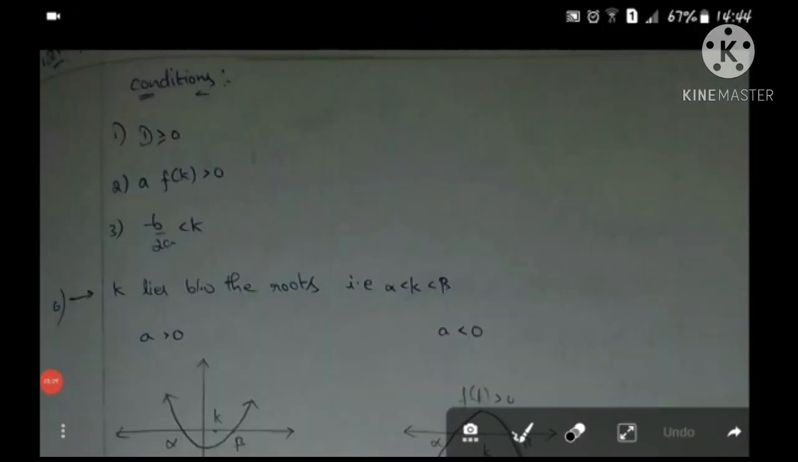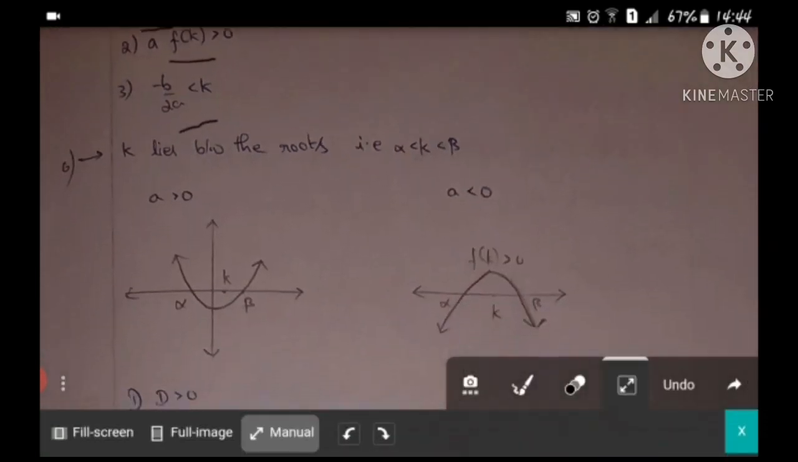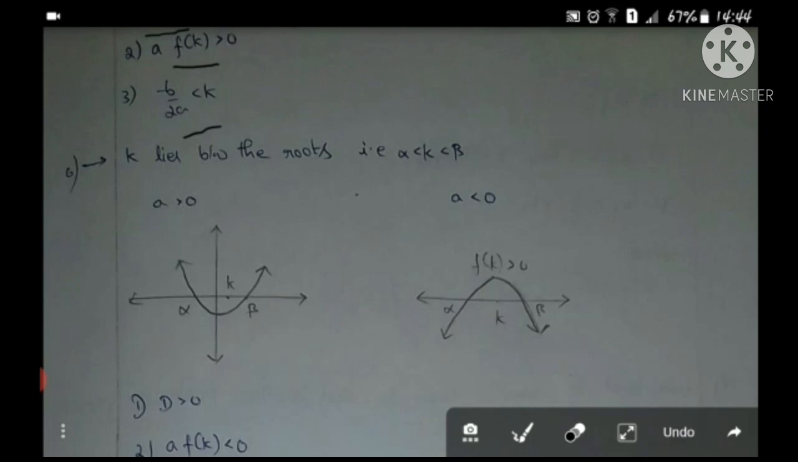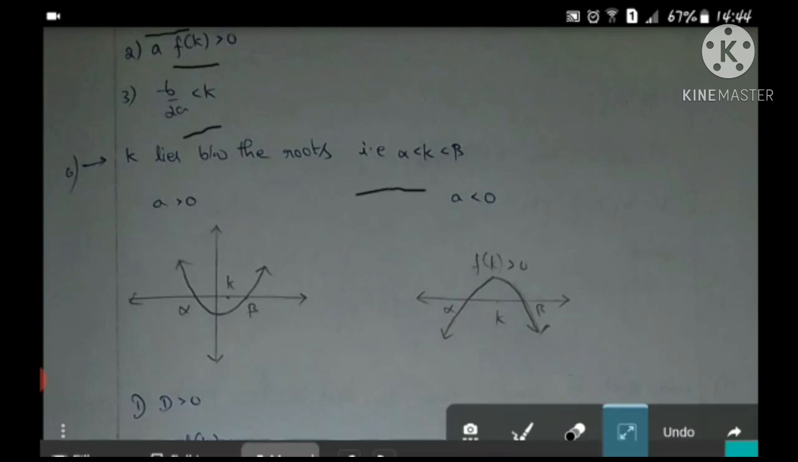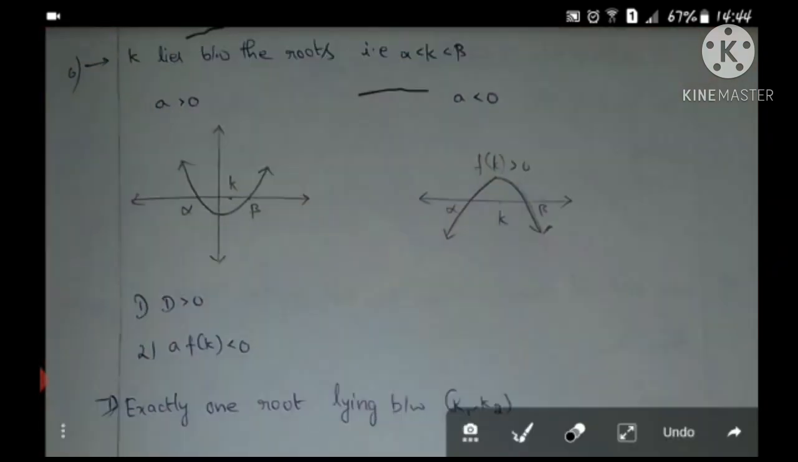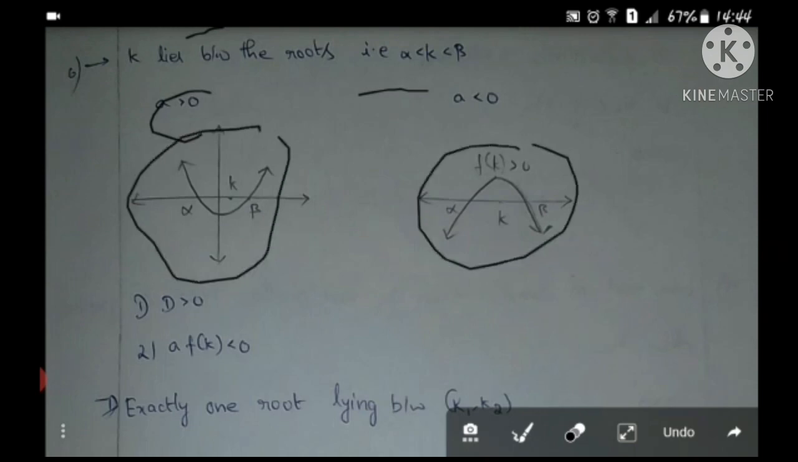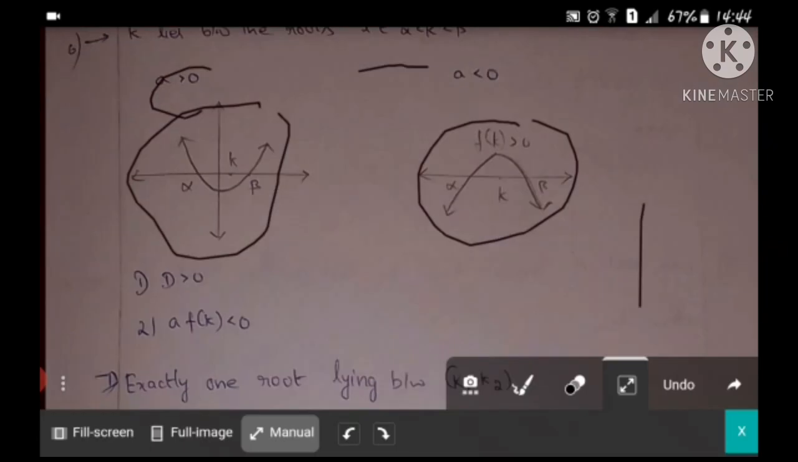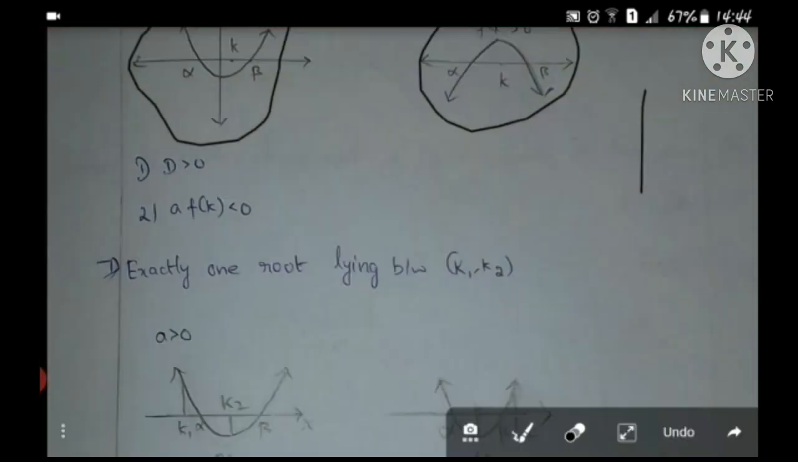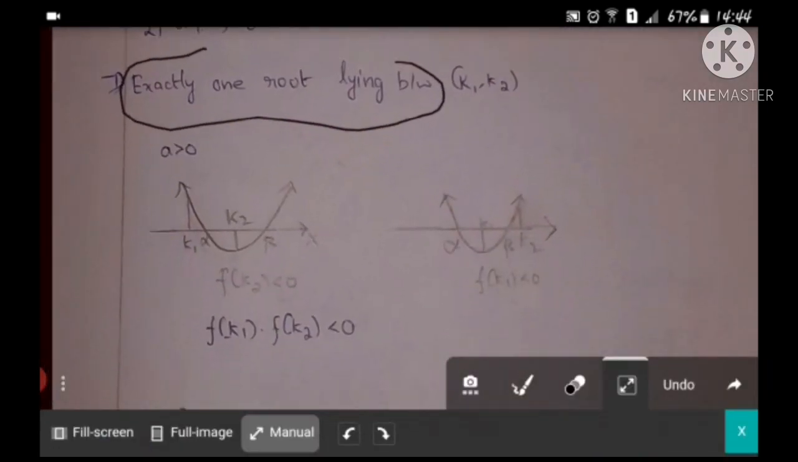And then the fifth, here are the conditions. Here delta is greater than or equal to 0, and a into f of k is greater than 0, and minus b by 2a is less than k. Here k lies between the roots, that is alpha is less than k, beta is greater than k. Therefore, in this case of a greater than 0, we get this graph, and a less than 0 we get this graph. Here delta is greater than 0, and the second condition is a into f of k is less than 0.